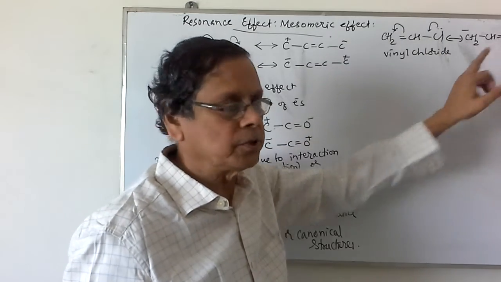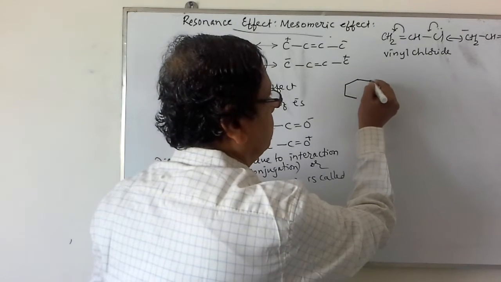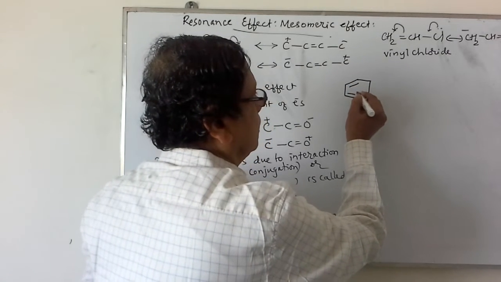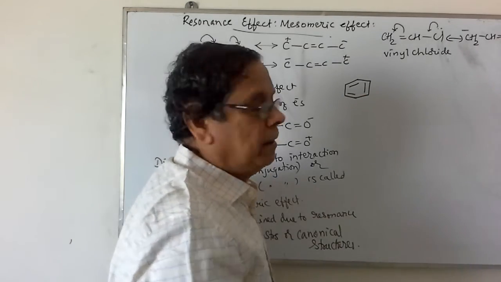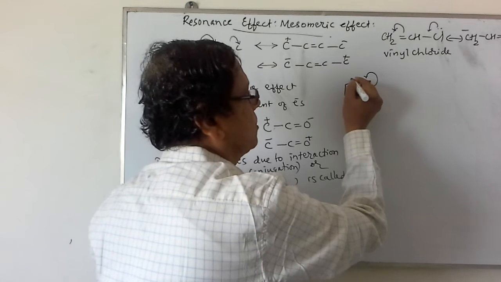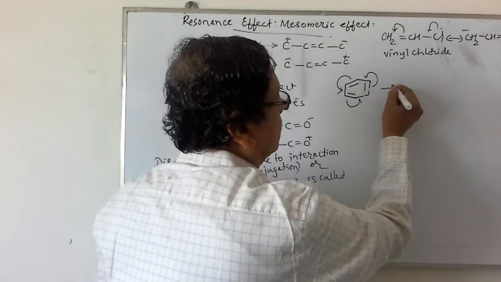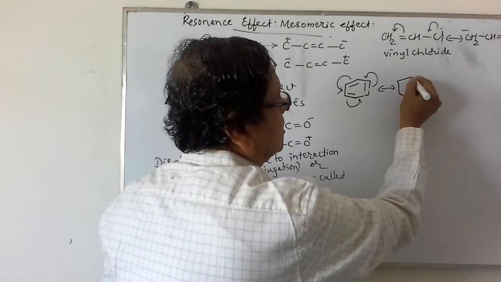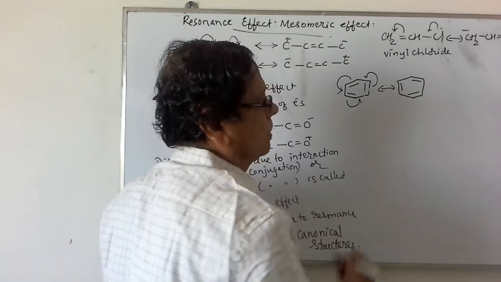Any such compounds will not undergo nucleophilic substitutions. Similarly, let us consider one more case, benzene. This benzene has three pi bonds. If this pi bond interacts here, the double bond electrons shift to this position. So we have, just observe the changes in the position of the double bonds.